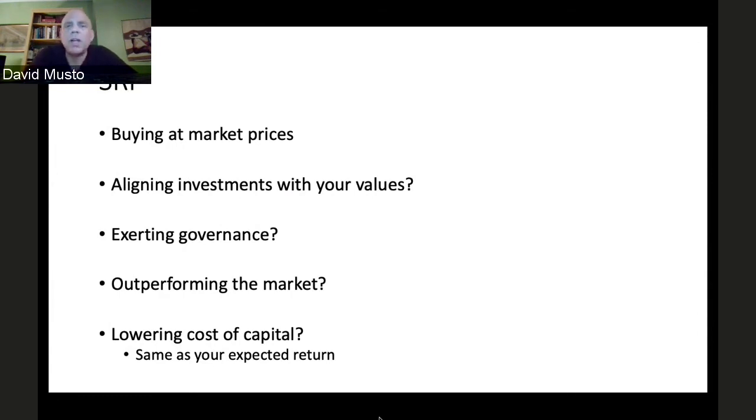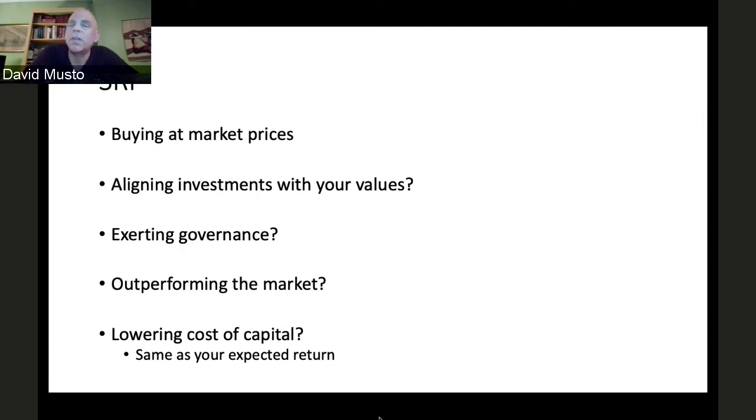So what's your goal in SRI? Well, your goal might be that you feel these are better investments. Socially responsible companies are better investments. Maybe there's less risk in these companies, and so you're going to get a better return for the amount of risk you're bearing. That could be your belief.